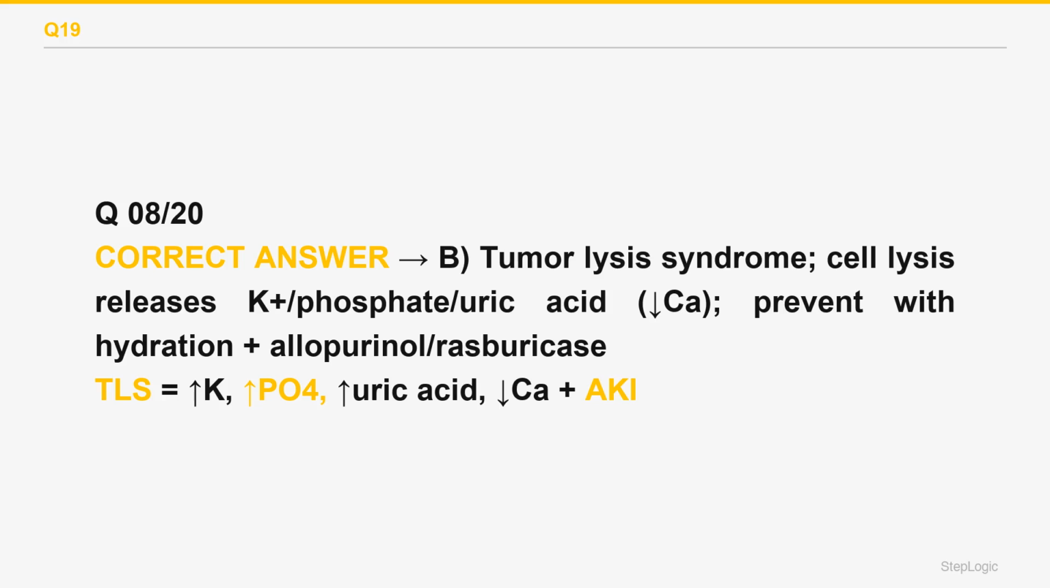Allopurinol, a xanthine oxidase inhibitor, prevents uric acid formation before chemotherapy, or rasburicase, which enzymatically breaks down existing uric acid, is used for high-risk or established cases. The massive cell lysis metabolic derangement with AKI, prevented by hydration and allopurinol or rasburicase, is tumor lysis syndrome.